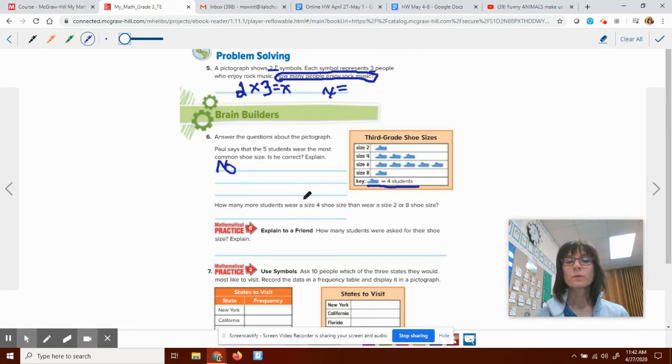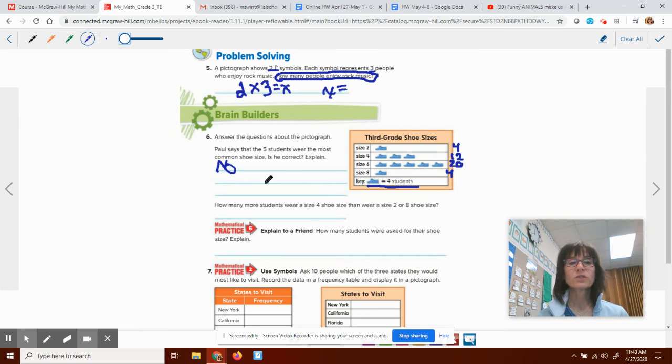How many more students wear a size 4 shoe size than wear a size 2 or 8? Let's go ahead and figure out size 2, there's just one shoe. So I know there's just 4 students that have a size 2. 4 plus 4 plus 4, or 3 times 4 is 12. 12 students have a size 4. We know that 1, 2, 3, 4, 5 times 4 would be 20 students have a size 6, and we only have 4 students with a size 8.